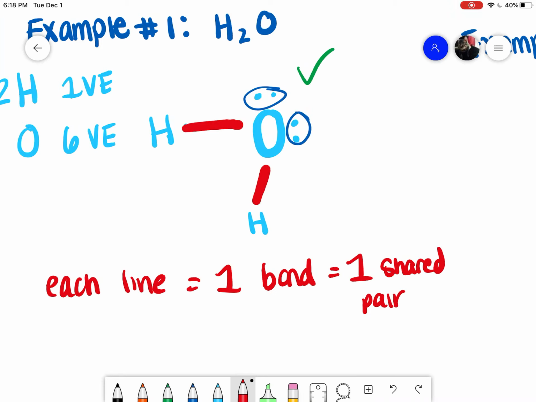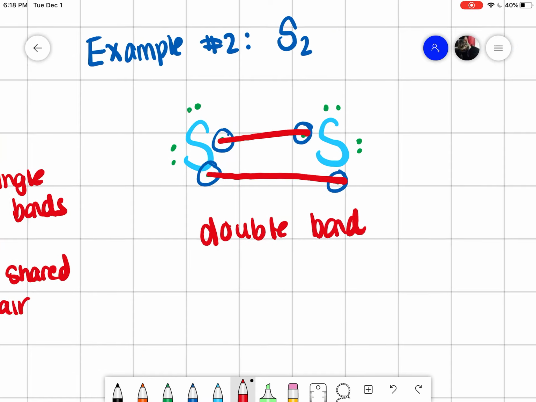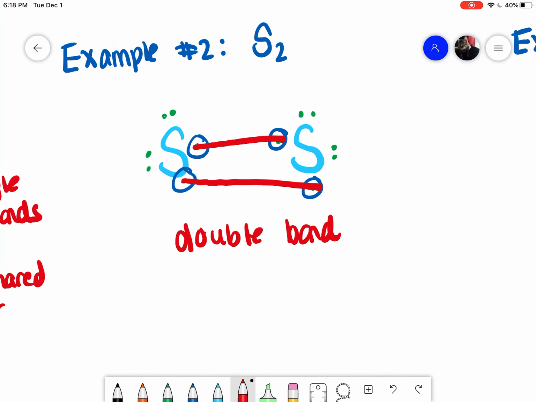For H2O, however, there are 2 single bonds, because there is only 1 bond between oxygen and each of the hydrogen. So even though there are 2 bonds, there's only 1 per oxygen and hydrogen shared pair. So there would be 2 single bonds. It is only considered double when there is more than 1 bond between 2 of the same atoms.